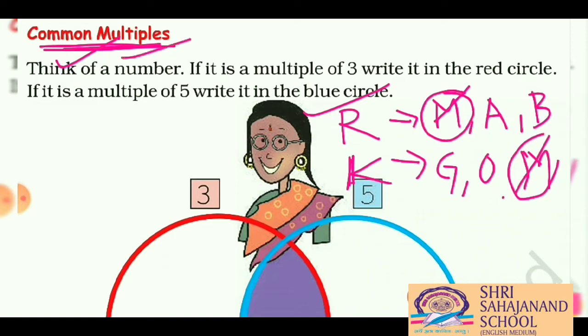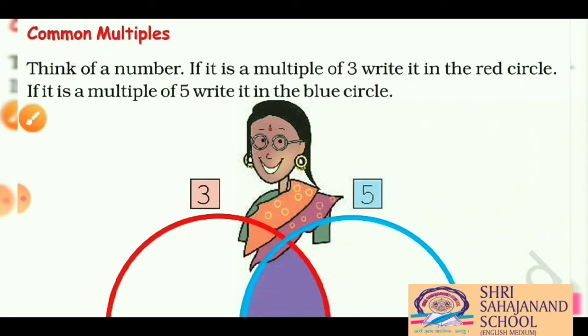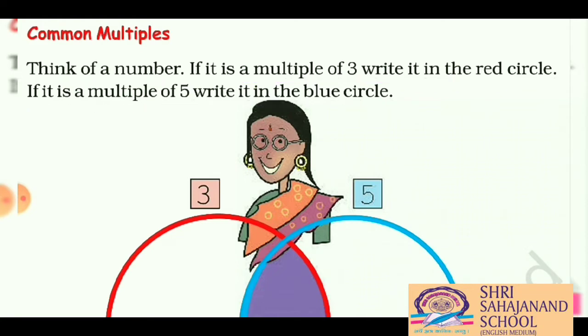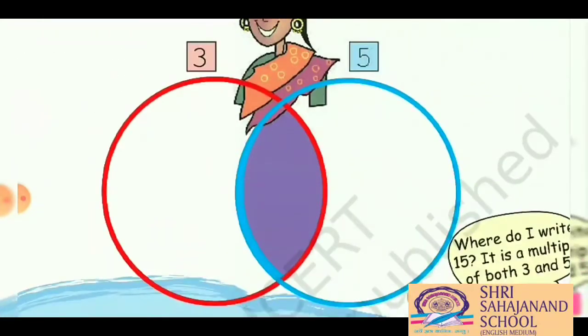Similarly, the multiples which are common to two numbers are known as common multiples. Through an activity we will understand it. Think of a number. If it is a multiple of 3, write it in the red circle. If it is a multiple of 5, then write it in the blue circle. Here we have circles, and let's take some numbers like 6, 10, 12, 15 and 20. We have taken these 5 numbers.